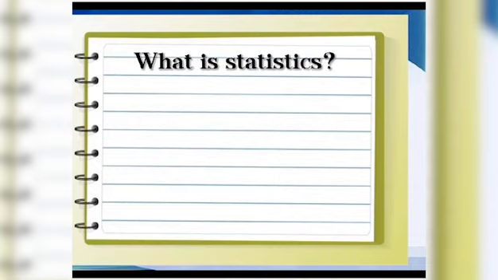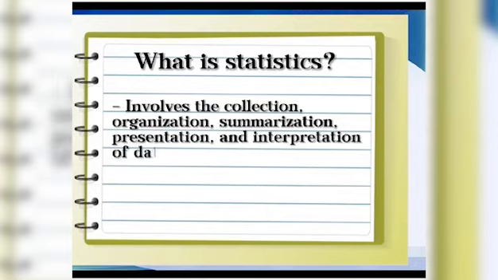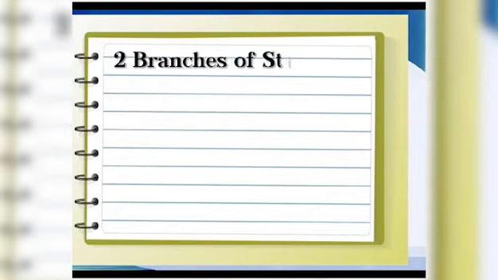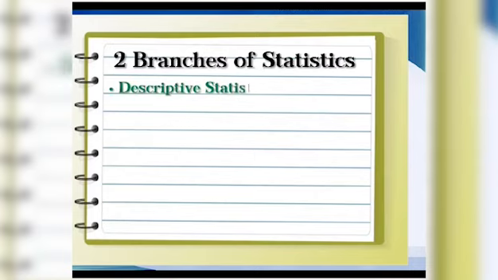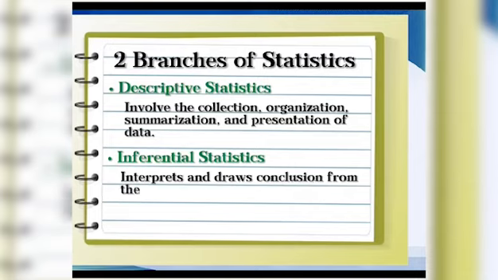Let me read aloud the definition of statistics. Statistics involve the collection, organization, summarization, presentation, and interpretation of data. It has two branches, which are descriptive statistics and inferential statistics. Descriptive statistics involve the collection, organization, summarization, and presentation of data. On the other hand, inferential statistics interprets and draws conclusions from the data.